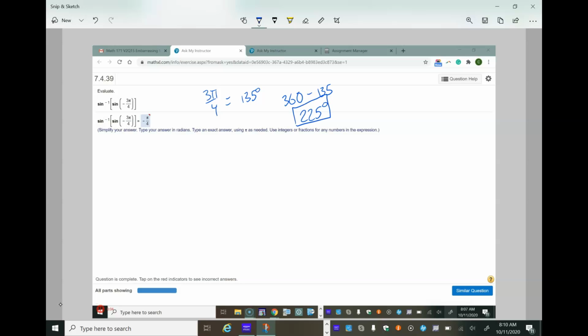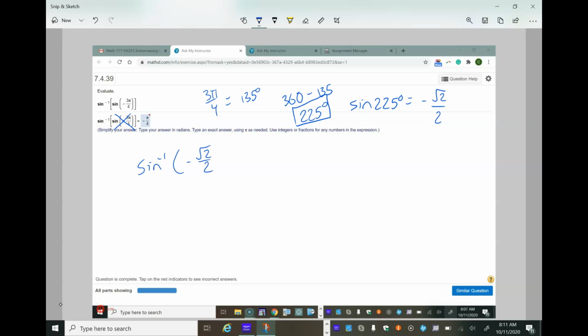So it says sine of 225 degrees now. So I'm going to go to 225 on my unit circle, and I'm going to look at the sine. And sine of 225 is going to give me negative square root of 2 over 2. So that's great. So that's this first part done. You still have to do this part.